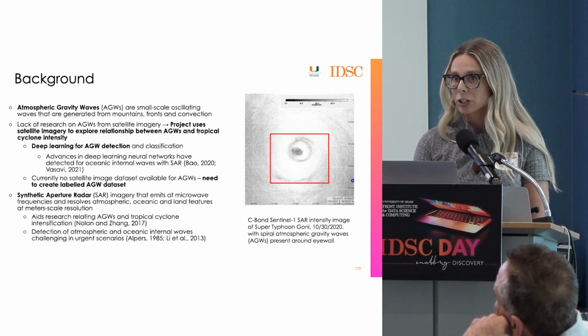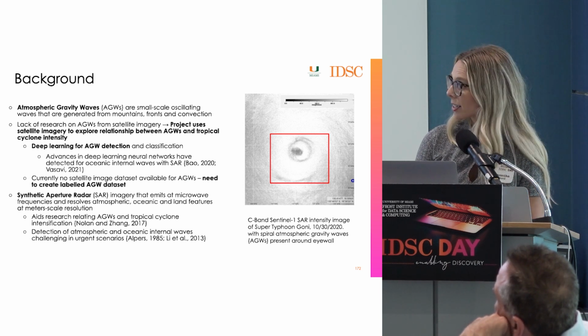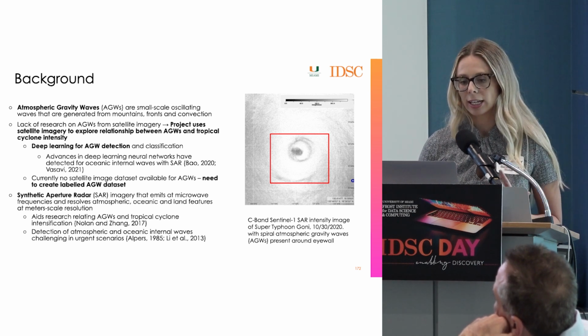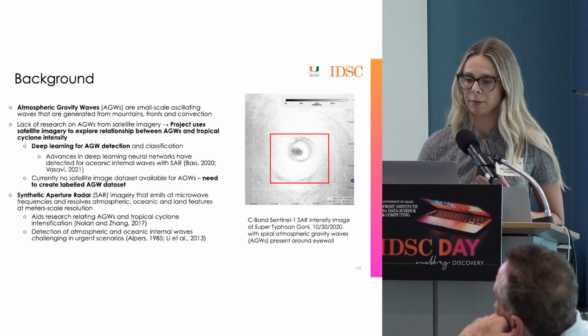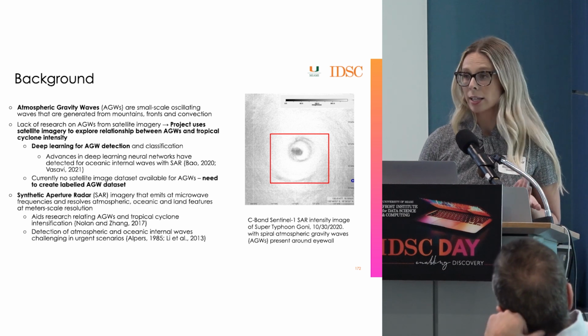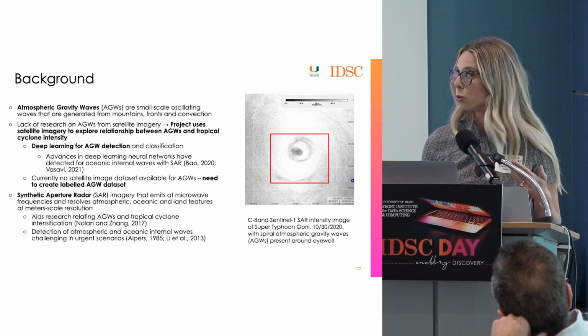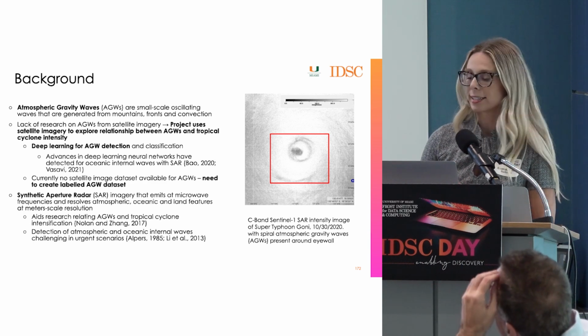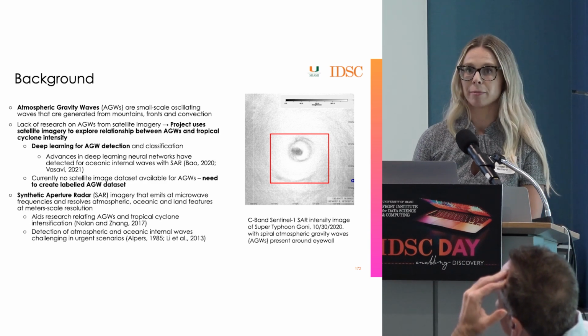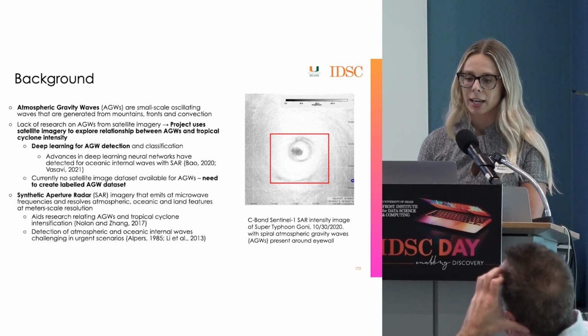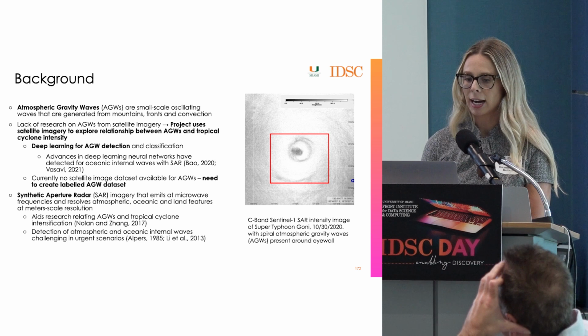So just a background on this project and how it came about. We're specifically looking at atmospheric gravity waves. These are small-scale oscillating waves that appear usually as bright to dark areas within the satellite image. They're generated from mountains, not just from tropical cyclones or hurricanes, fronts and convection.